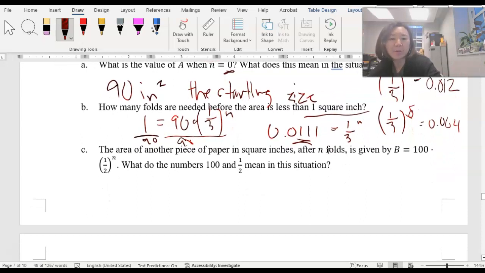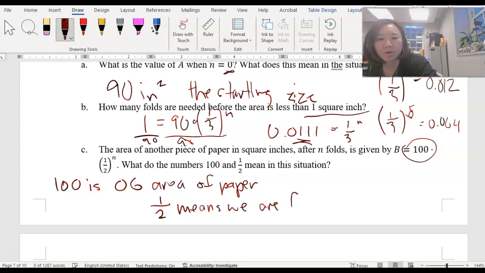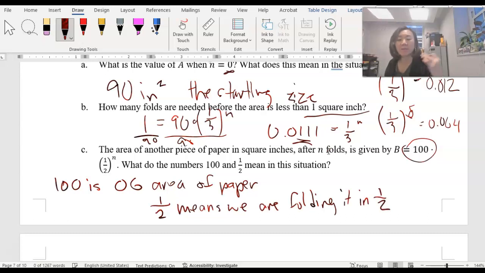Letter C says the area of another piece of paper in square inches after n folds is given by B equals 100 times 1/2 to the power of n. What do the numbers 100 and 1/2 mean in this situation? So 100 is the original area of the paper in inches squared. And then the number 1/2 means we are folding it in half, right? It's losing half of its area each time. So we could also say our factor is 0.5. We're multiplying it by 0.5.